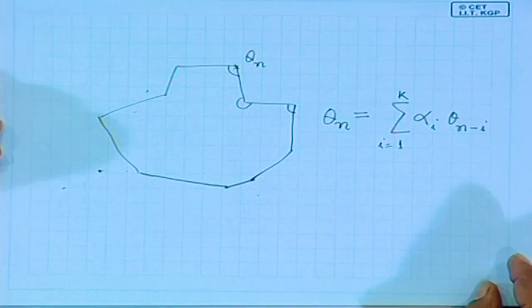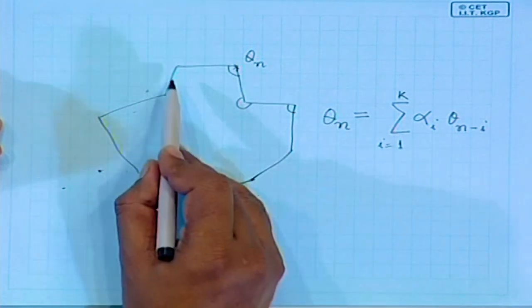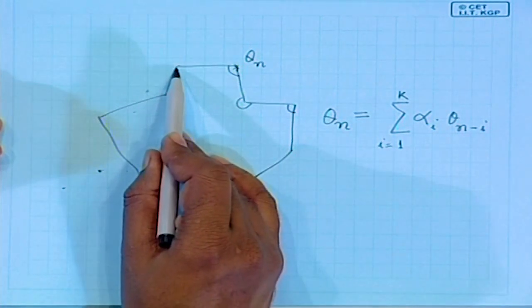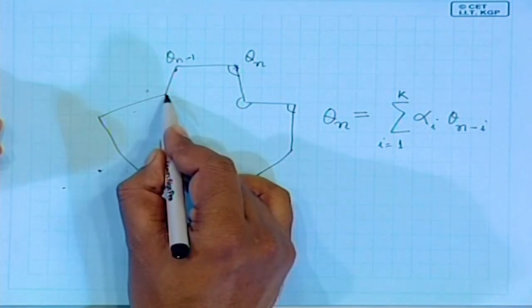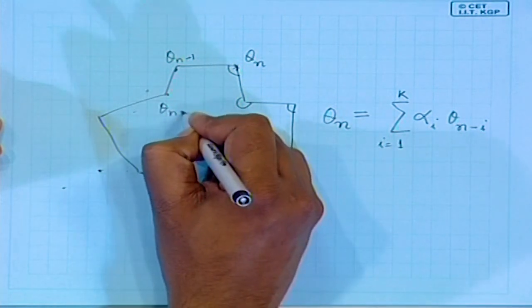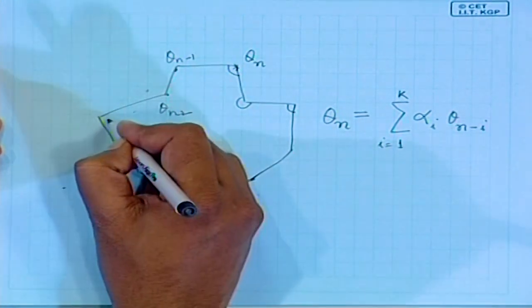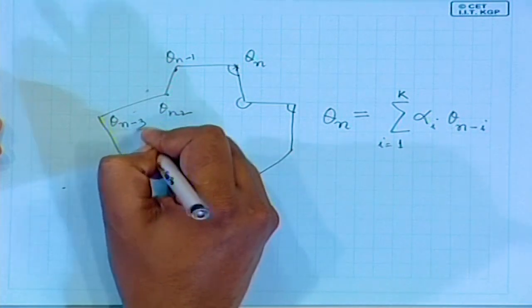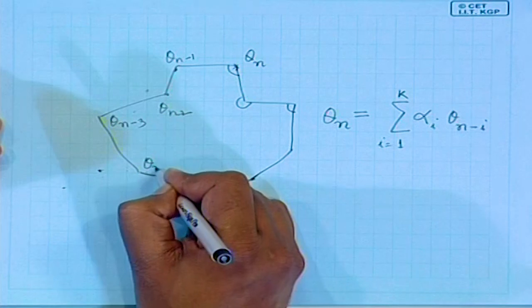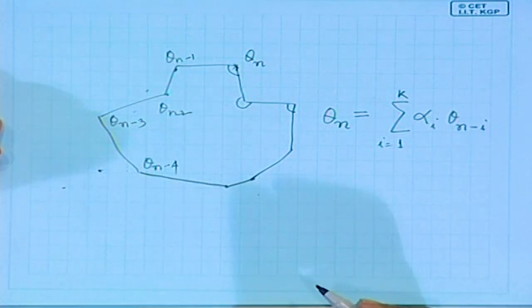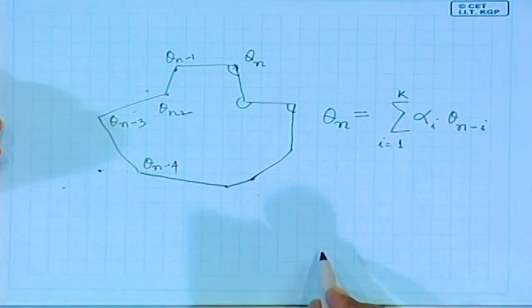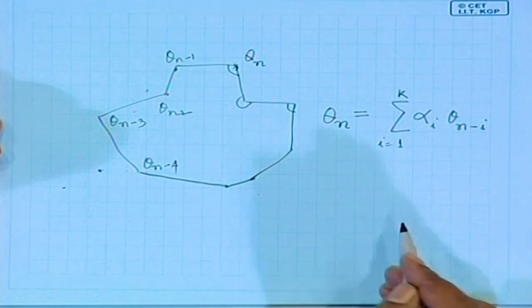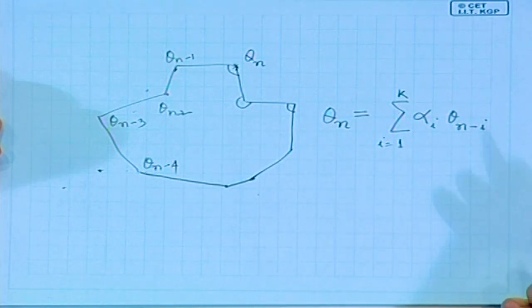Okay. So, what I am doing? This angle is represented by some alpha 1 times theta n minus 1 plus alpha 2 times theta n minus 2 plus alpha 3 times theta n minus 3 plus alpha 4 times theta n minus 4, and so on. Okay. So, if I take k number of such previous angles to form this autoregressive model, this is what is kth order autoregression. Is that okay?